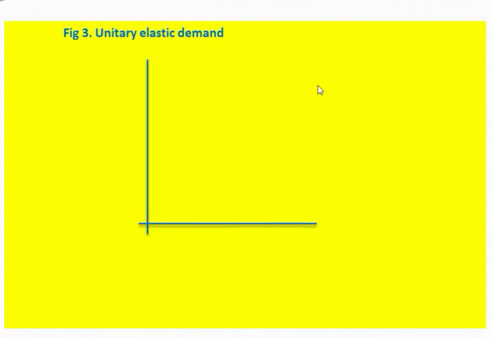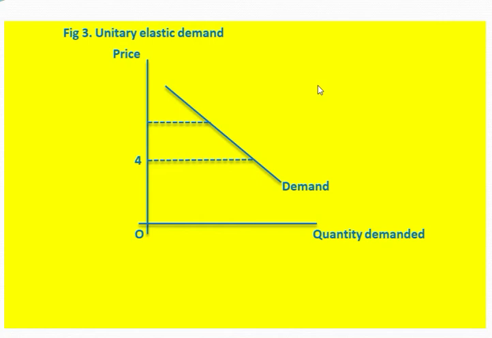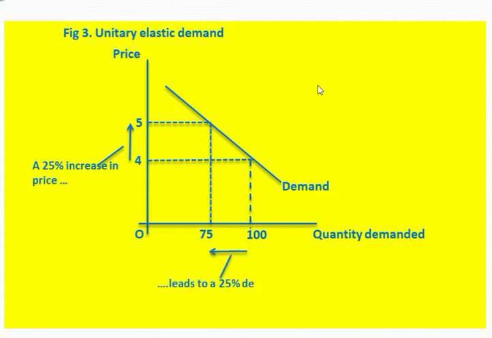Now we draw the demand curve, figure: unitary elastic demand. That is the y-axis, that is the x-axis, origin, that is the demand curve which is uniformly sloped. Quantity demanded is measured on the x-axis, price is measured on the y-axis, and when price increases from rupees 4 to rupees 5, quantity demanded decreases from 100 units to 75 units. Here, a 25% increase in price leads to what? To a 25% decrease in quantity demanded. Here the change in price and the change in quantity demanded are exactly equal. So it is unitary elastic demand.